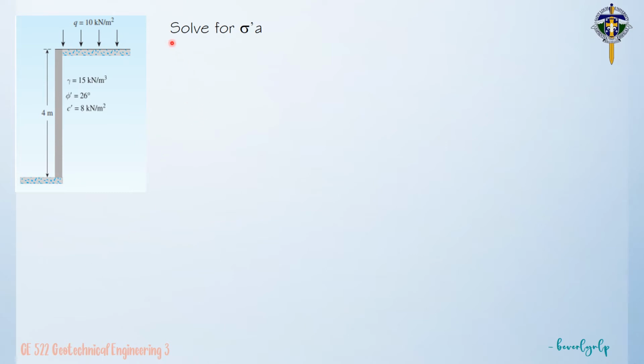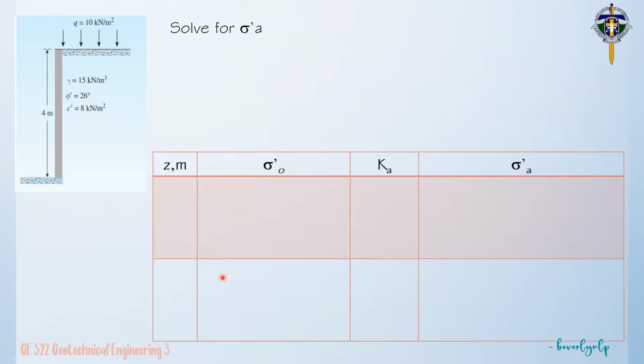Next, we will now be solving for the value of the active earth pressure, designated as sigma prime A. We shall be presenting the solution in a tabulated form. On the first column, we have the Z, or the depth, and this is in meters. The second column is for the vertical effective stress. The third column is for the coefficient of the active earth pressure. And the last column is for the active earth pressure.